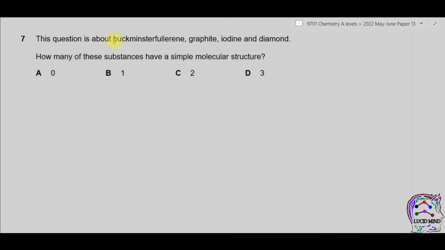Question 7. This question is about Buckminster fullerene, graphite, iodine and diamond. How many of these substances have simple molecular structure? Now we have 2 types of compounds. One are giant molecular or giant covalent, and the second one are simple covalent. Now in all these 4 we have covalent bonding present. Buckminster fullerene could have formula up to 60 carbon atoms, and it is a football-like structure.